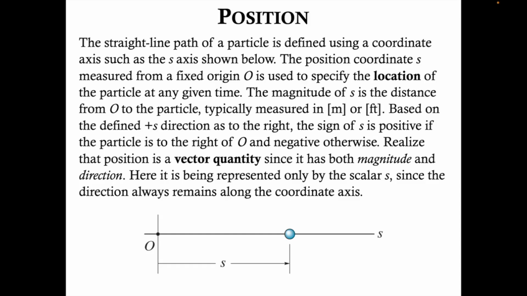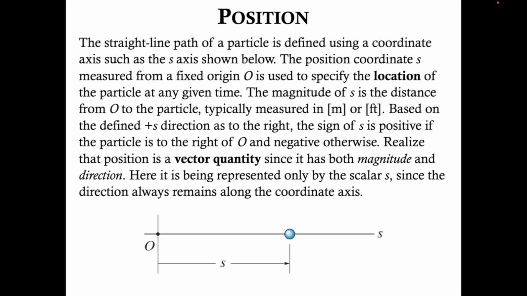The straight line path of a particle is defined using a coordinate axis such as the s-axis shown below. The position coordinate s, measured from a fixed origin O, is used to specify the location or position of the particle at any given time. The magnitude of s is the distance from O to the particle, typically measured in meters or feet. Based on the defined positive s direction as to the right, the sign of s is positive if the particle is located to the right of O and negative otherwise.